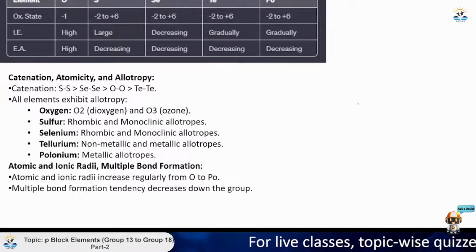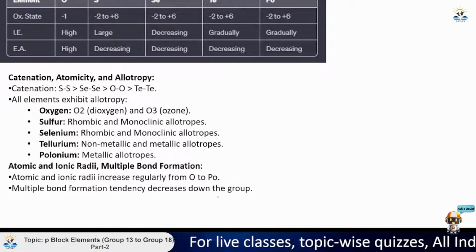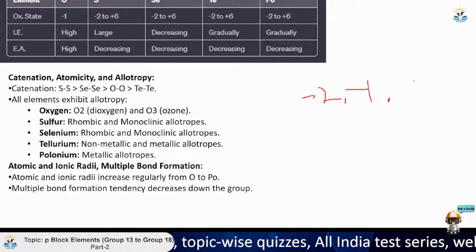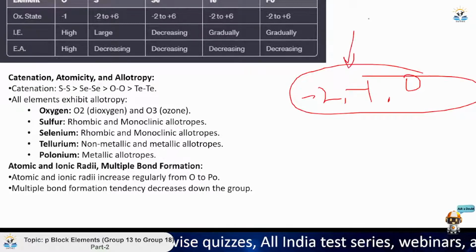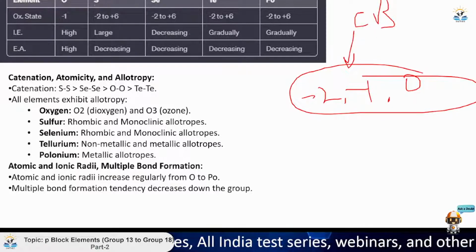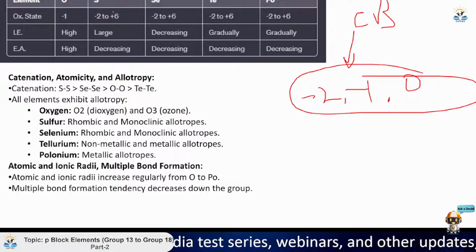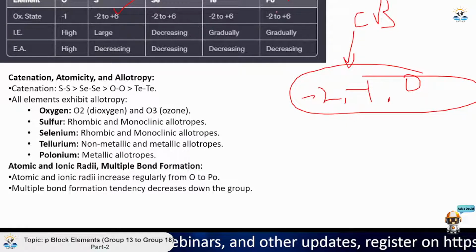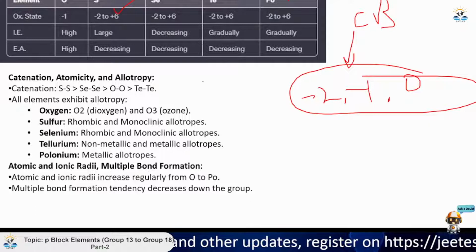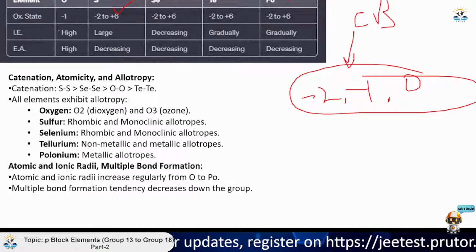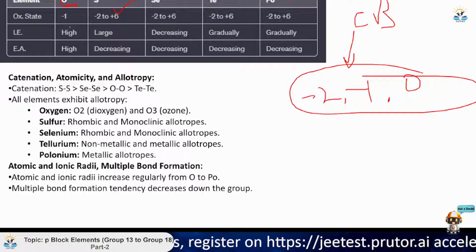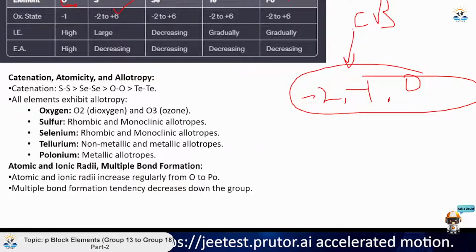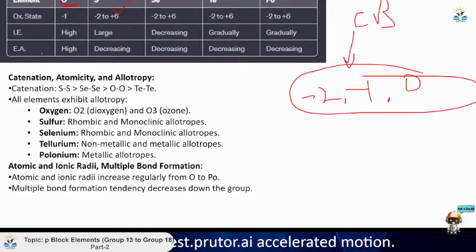Okay. And now let's talk a bit about the oxidation states. So we have seen oxygen. Oxygen actually shows oxidation states of -2, -1, and 0 primarily. Okay, that we have seen in our chemical bonding chapter also. Same way sulfur. But the thing is, sulfur can go up to +6. And from sulfur all the way to polonium, this is what happens. Okay. And similarly, ionization energy is very high for oxygen, is large for sulfur compared to oxygen, and then it starts decreasing gradually. Okay, so just keep that in mind.